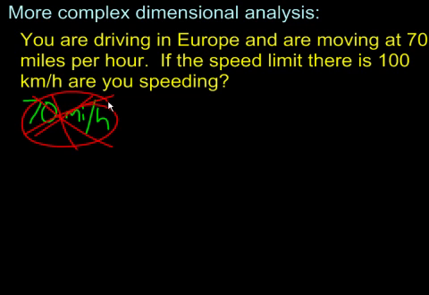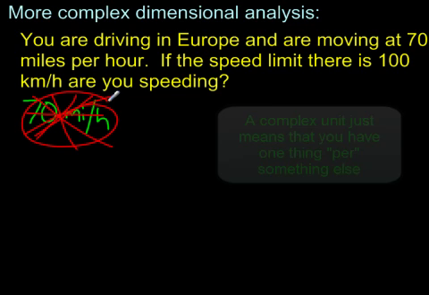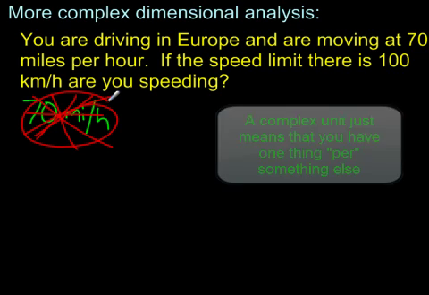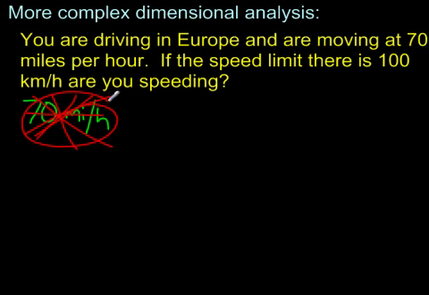Okay, so first you would write down 70 miles per hour, but this is the wrong way to write down units. You never want to write down a unit like that in dimensional analysis. You don't want to have a slash and then them all together. If you've got a complex unit like miles per hour or meters per second, you always put one unit on the top and the other unit on the bottom. That's what it means. It means 70 miles in 1 hour. Okay, so that's the way we write it, 70 miles over hours.